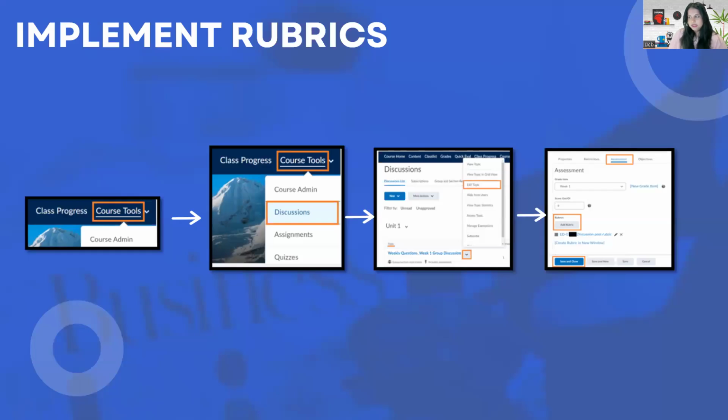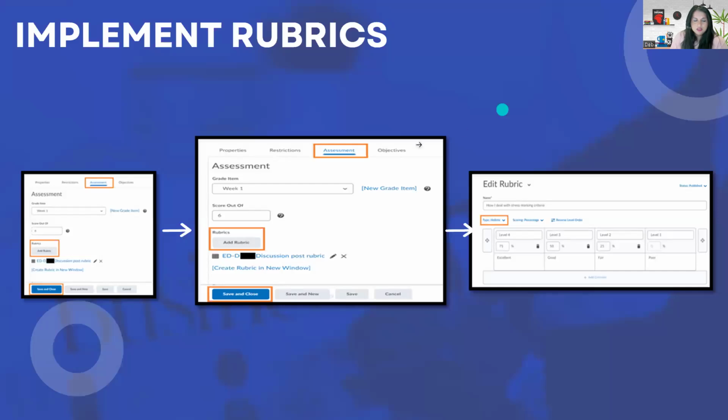Okay, so I have a little diagram here on implementing rubrics, which I'm sure Brightspace D2L has a lot of information on, but let me quickly walk through it. You go to course tools, discussions, edit topic, and then add rubric. It's fairly straightforward and pretty easy to use. And then you move on to assessment, add rubric, save and close.